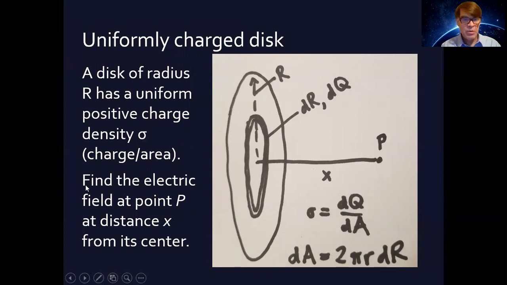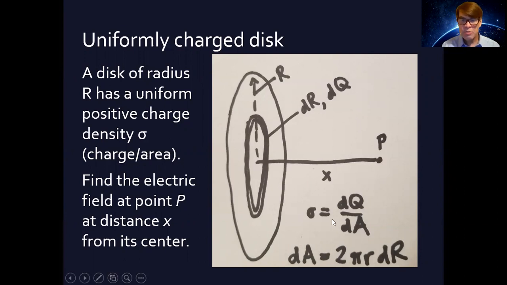Okay, right? And we want to find the electric field at point P, which is nothing there. It's like we're imagining things. We just want to say, how do I find the electric field at this point, at distance x, so x is a constant, not a variable, from the center of the disk.